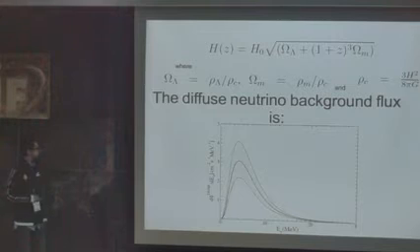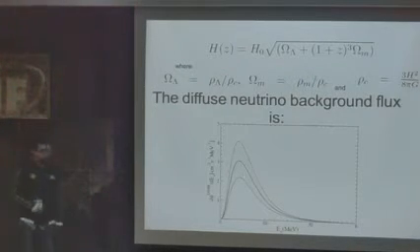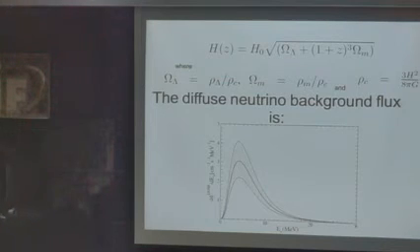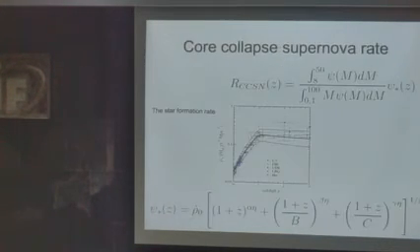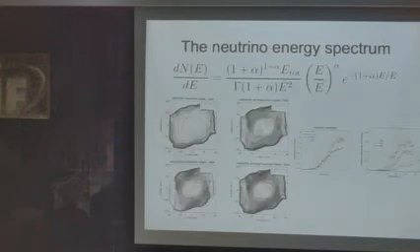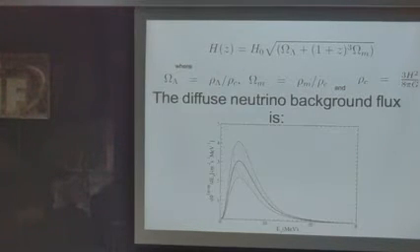So essentially what you have is the spectrum, the flux of neutrinos coming from all the supernovas as a function of the energy, and this envelope comes from the uncertainties that you have from the core-collapse supernova rate. So essentially, it's a very simple way of computing the diffuse supernova neutrino background flux.